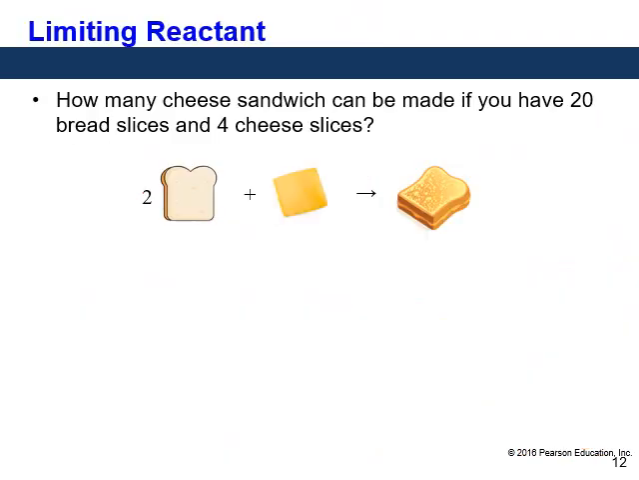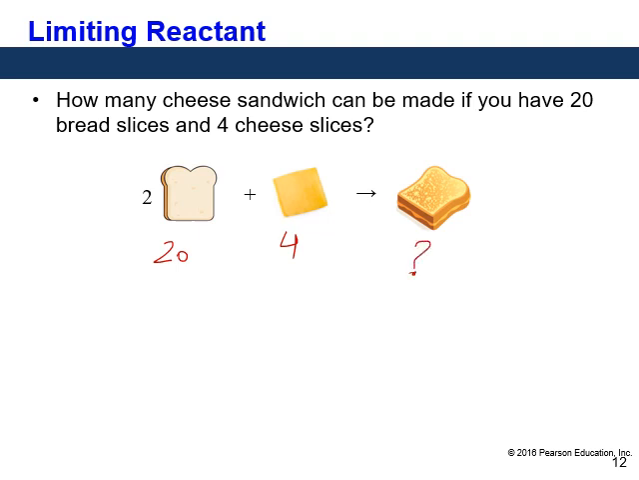Okay. Those were some of the examples. If the amount of one of the reactants is given, then the question is asking how much product, or vice versa. But now let's look at another concept. Go back to our sandwiches. If I ask you how many cheese sandwiches can be made if you have 20 bread slices and 4 cheese slices, what would be your answer? If you have 20 bread and 4 cheese, how many sandwiches can you make?